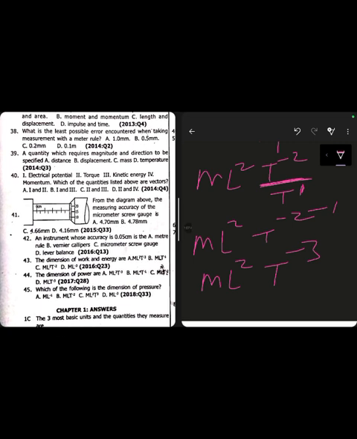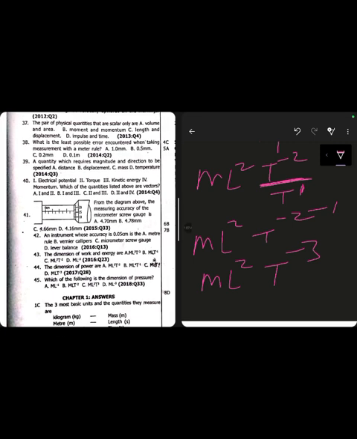So basically this topic is very, very simple. Once you understand the concept, you are very, very free to get all the questions that are available.